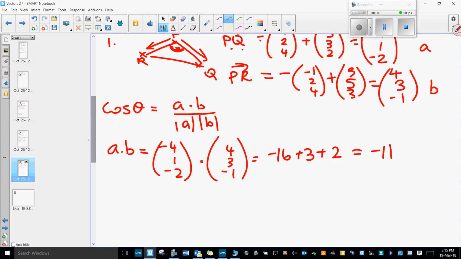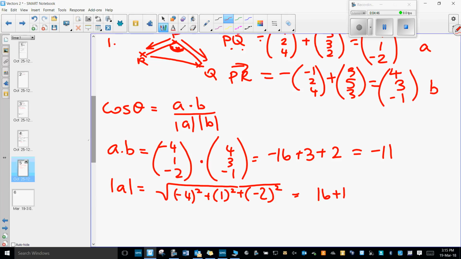What do we now need to find? A length times B length. So we need to find the length of A first. That's going to be negative 4 squared plus 1 squared plus negative 2 squared. Negative 4 squared is 16, 1 squared is 1, and negative 2 squared is 4. So this is going to be root 21.